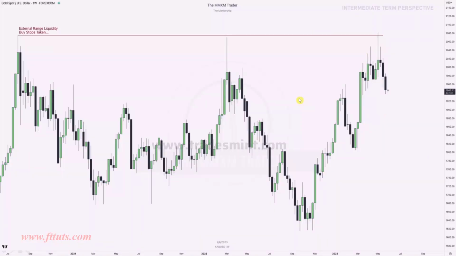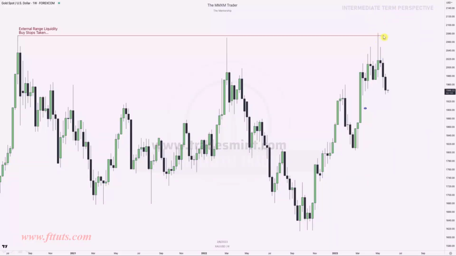So after we take that external range liquidity, those buy stops, right? We can expect what? From external to internal, right? So what would be our next drawn liquidity? If you guess that internal range liquidity, you are right, because we go from external to internal. Now, this is counter trend, right? Because our long-term perspective is bullish.